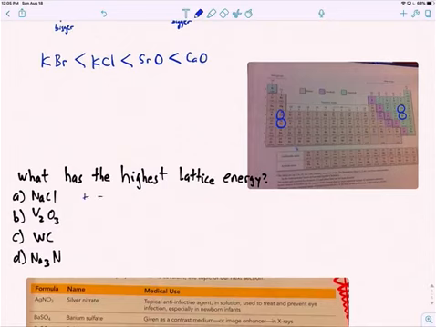And this is +1, -1, +3, -2, +4, -4, +1, -3. Which one is the highest? It's the tungsten carbide. Tungsten carbide is a very, very robust compound. It is used to line the inside of the tokamak fusion generators because it's so tough.